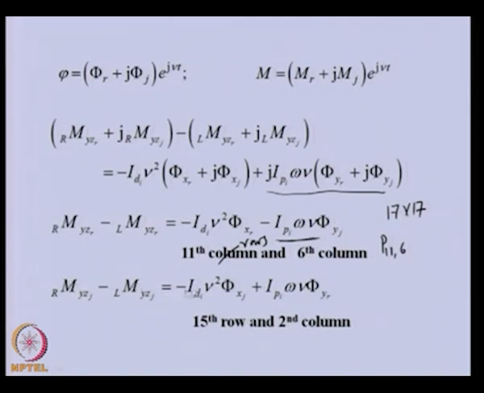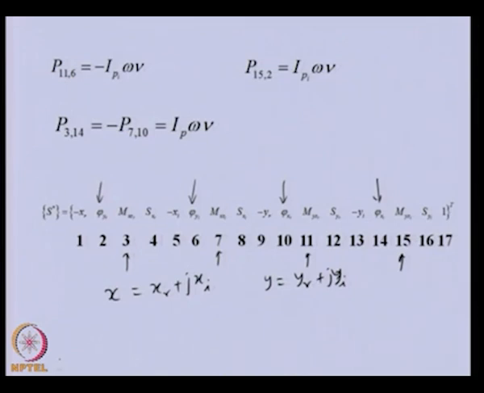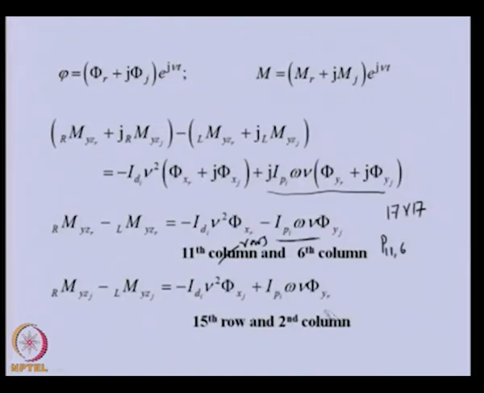Similarly, if we take this equation, this is the yz imaginary. We have seen that this was coming in the 15th row, and this angle phi y real is here, that is the second position. So, that will be in the second column. So, this term which is coming from gyroscopic couple will be affecting the 15th row and second column in the point matrix.